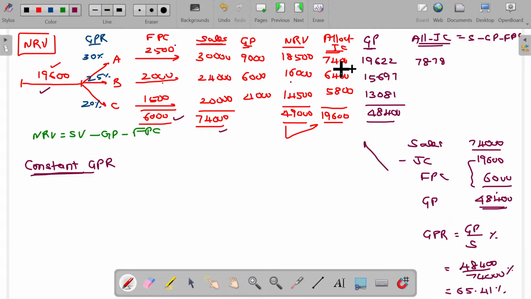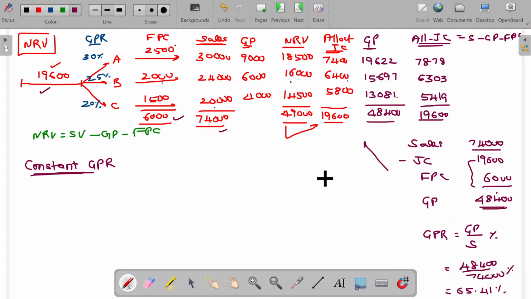16,000 minus 2,000 minus 6,400. 6303. The last one, 13,081. Sorry, 20,000 minus 13,081 minus 1,500. 5,419. The value being 19,600. Default allocated, you don't allocate further.